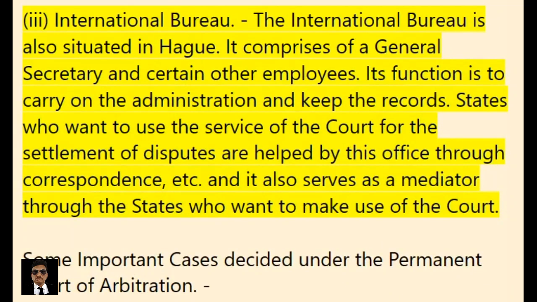3. International Bureau. The International Bureau is also situated in the Hague. It comprises a General Secretary and certain other employees. Its function is to carry on the administration and keep the records. States who want to use the service of the court for the settlement of disputes are helped by this office through correspondence, etc., and it also serves as a mediator for the states who want to make use of the court.